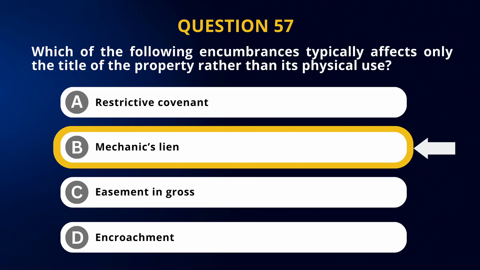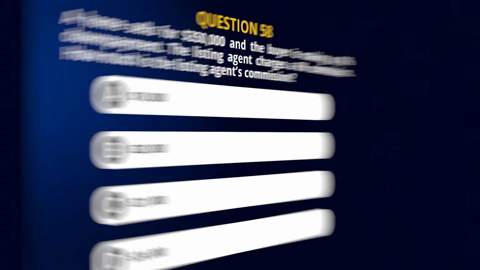So you want to know that the mechanics lien affects the title to the property, but it doesn't affect the physical property. And that's an important distinction to understand as you're learning about the different types of liens. Mechanics liens are definitely potentially on this exam.